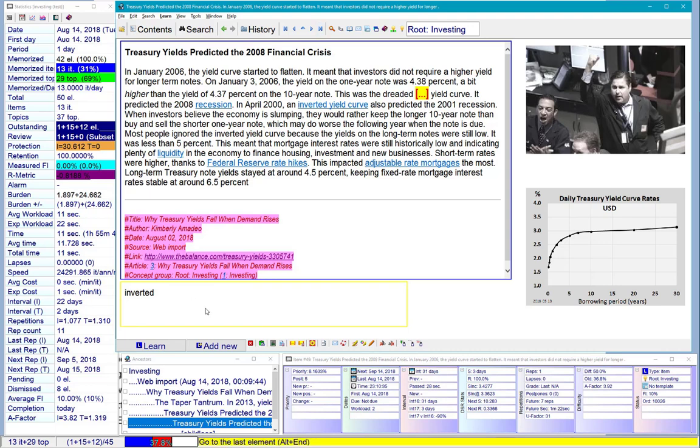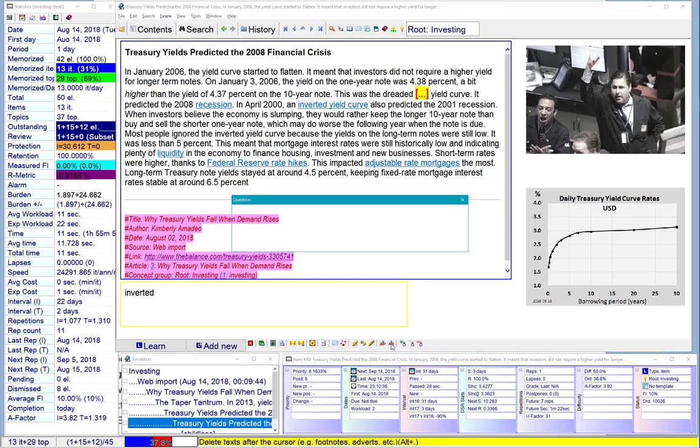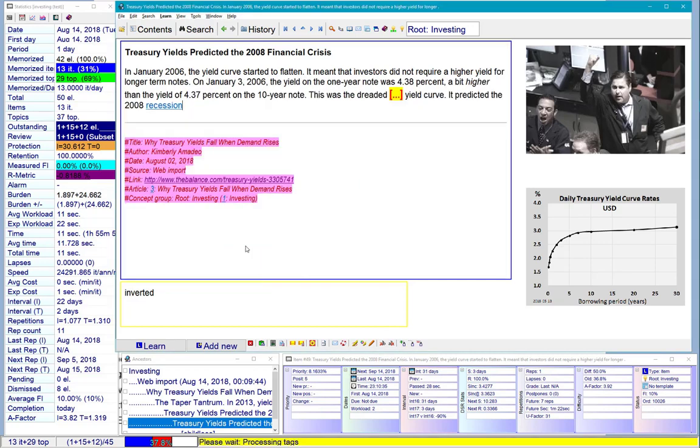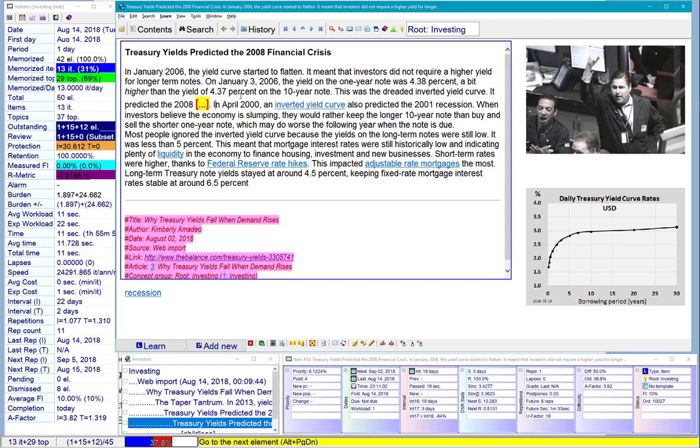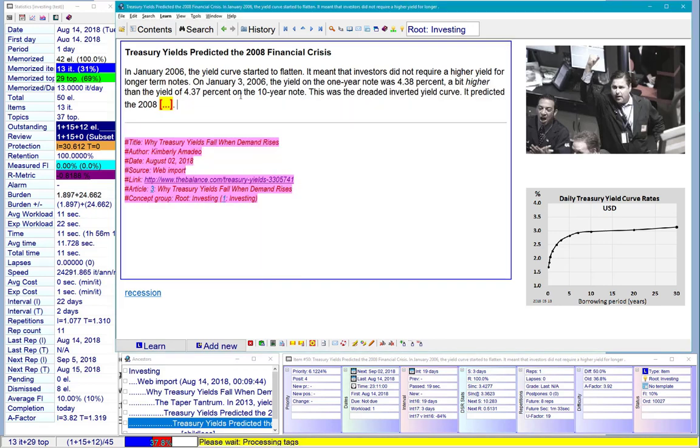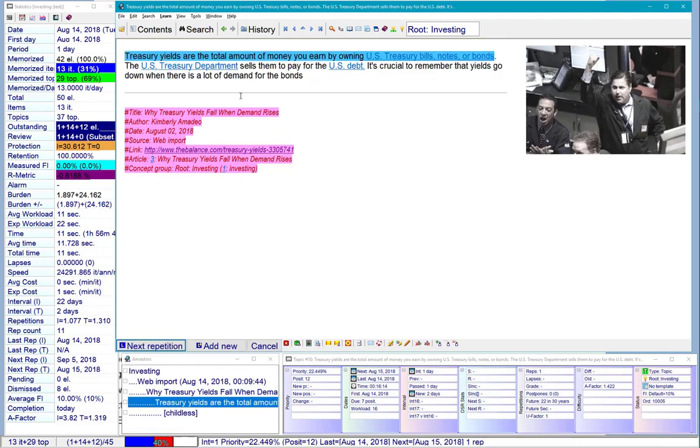I'll go to delete after cursor. Delete after cursor, okay? And the same with the next item. To make it faster, I'll do alt dot. Okay, let's keep going.